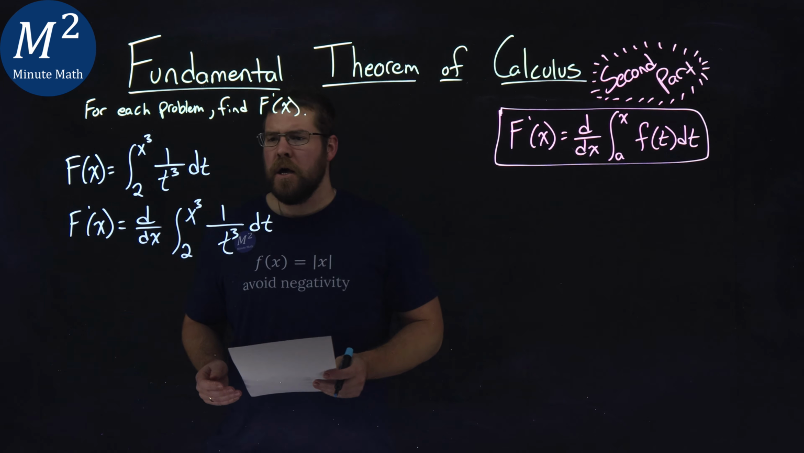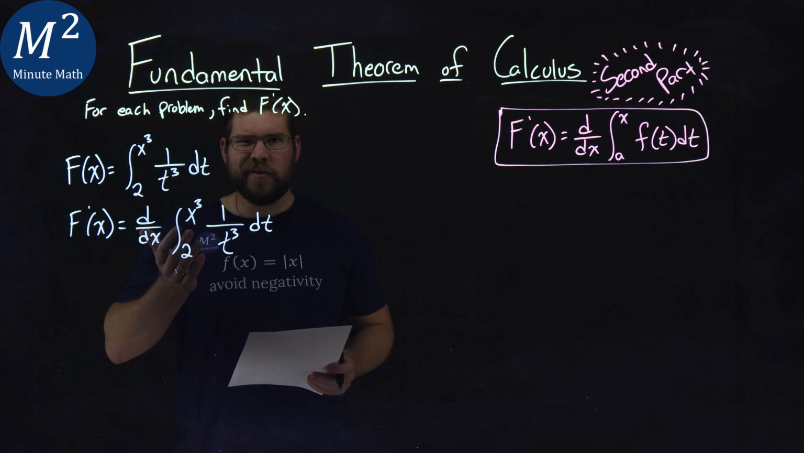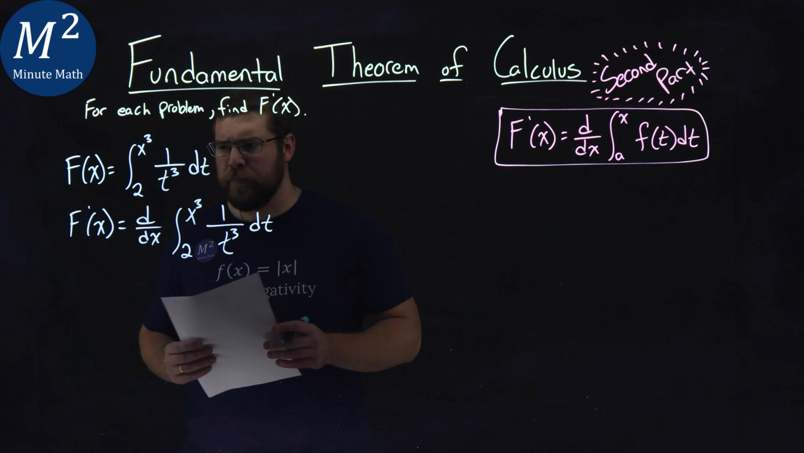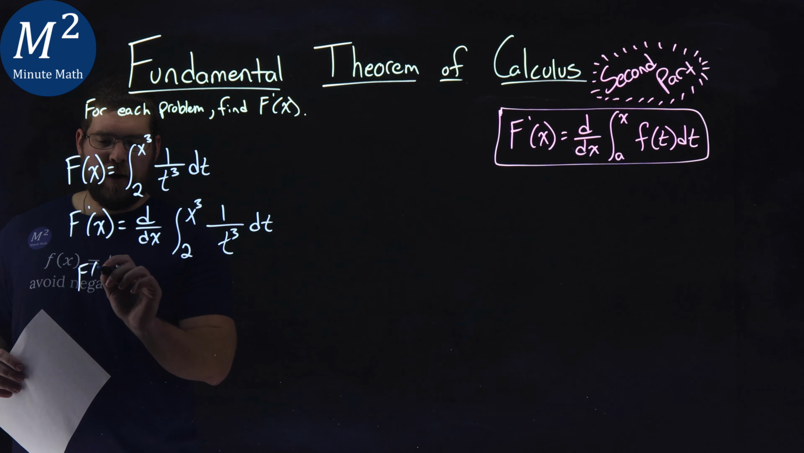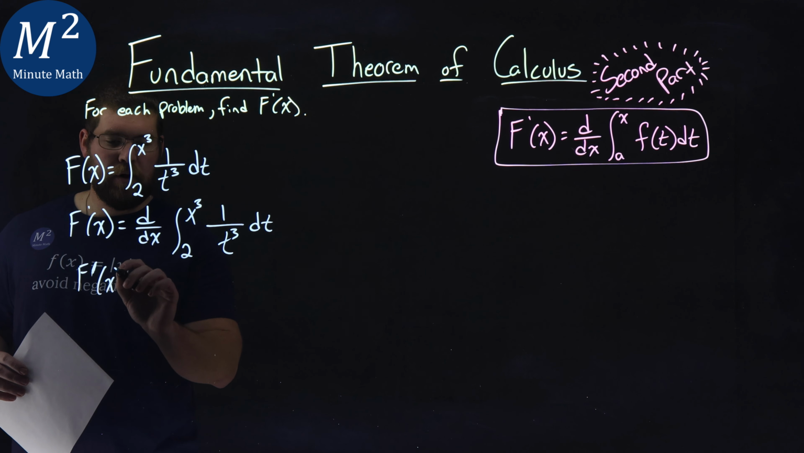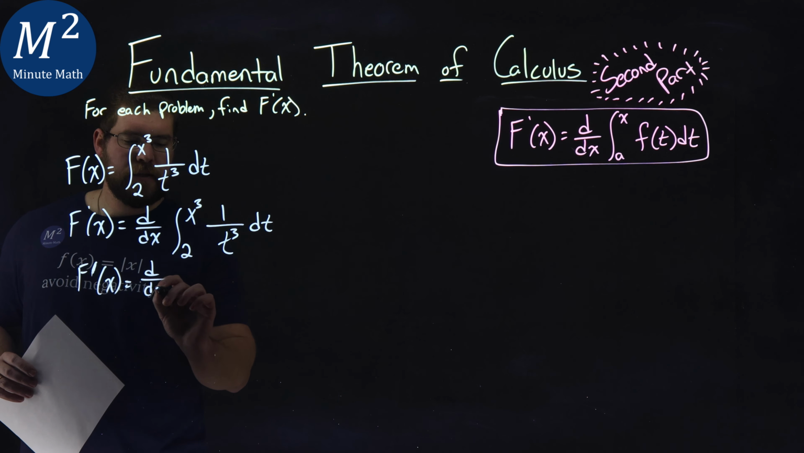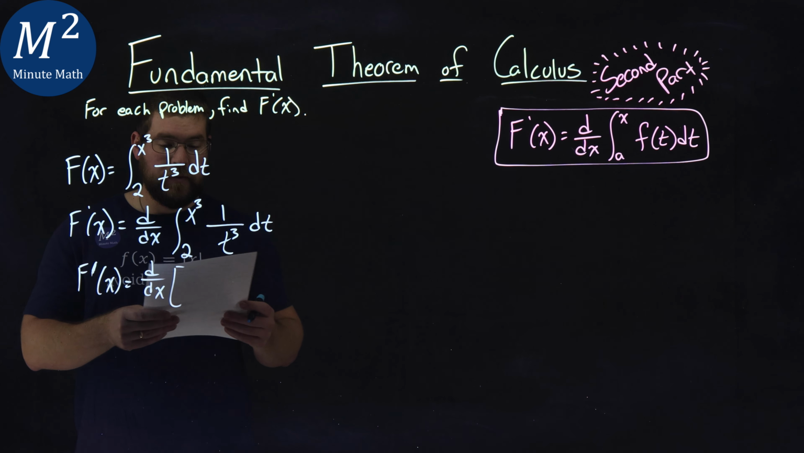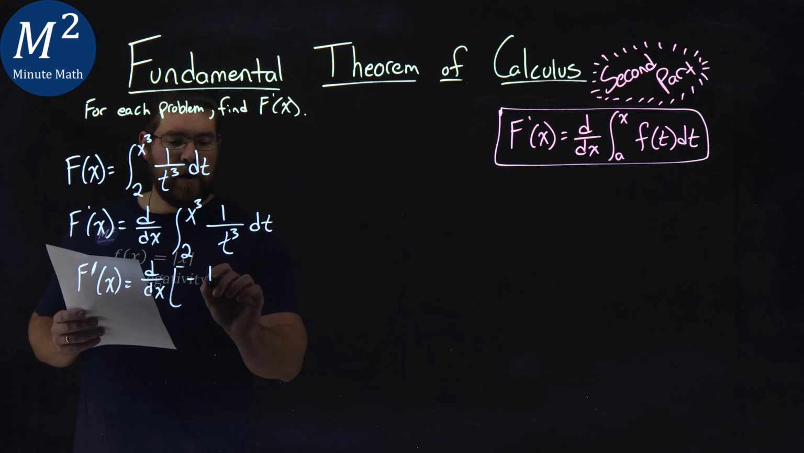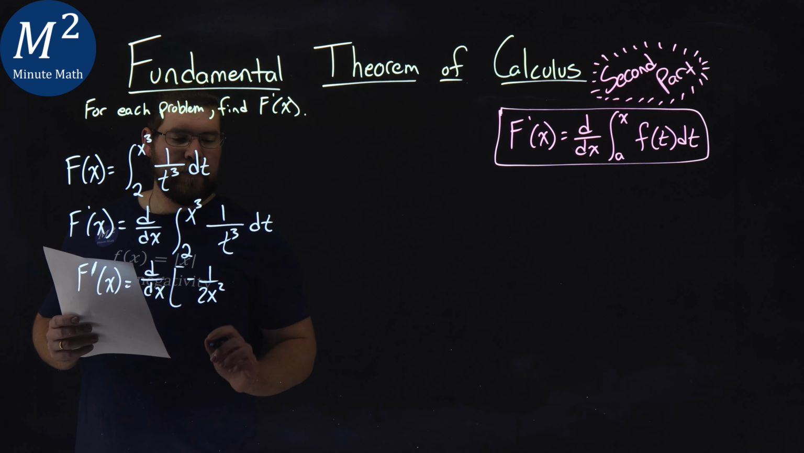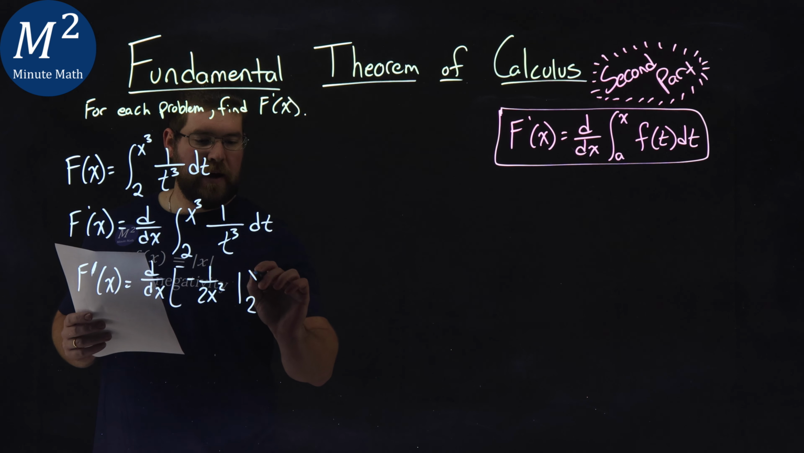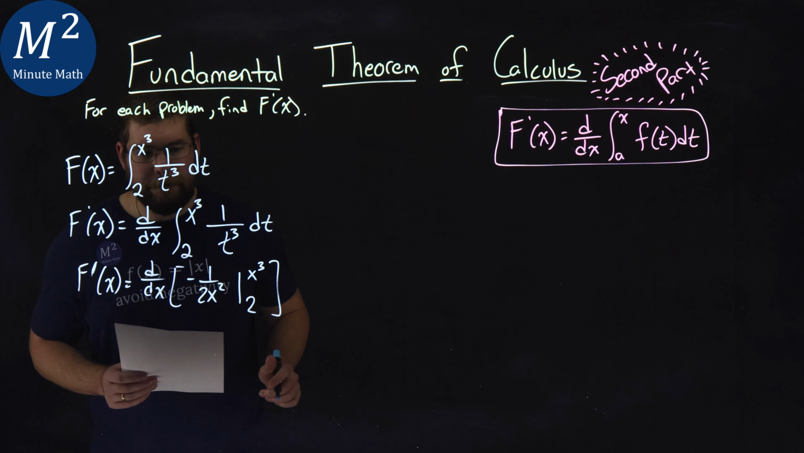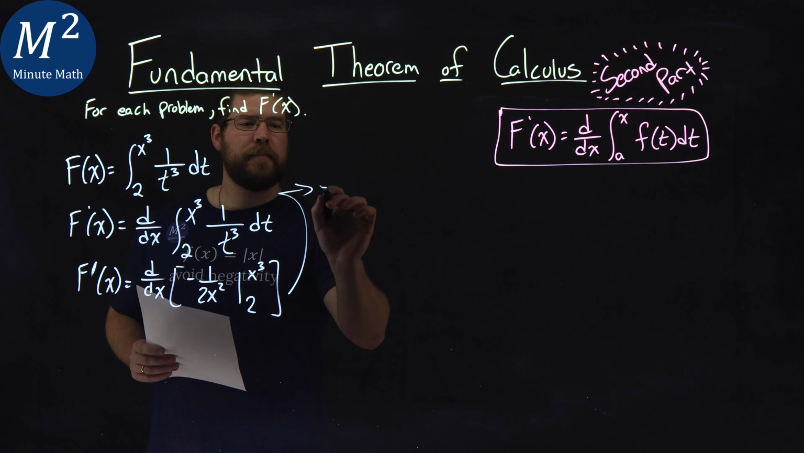Okay? Well, from here we need to first really just find the integral. So keep my f prime of x here, equals d over dx of, well, what's the integral of 1 over t cubed? Well, that comes out to be a negative 1 over 2t squared. And we're integrating this from 2 to x to the third power.